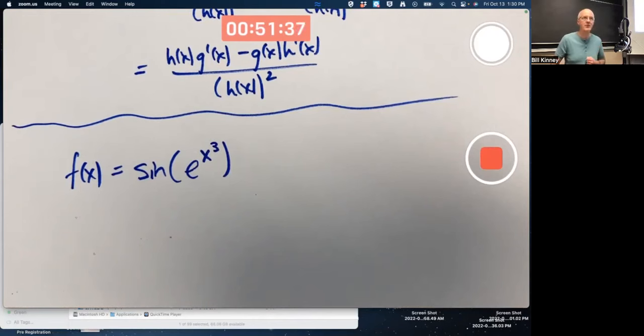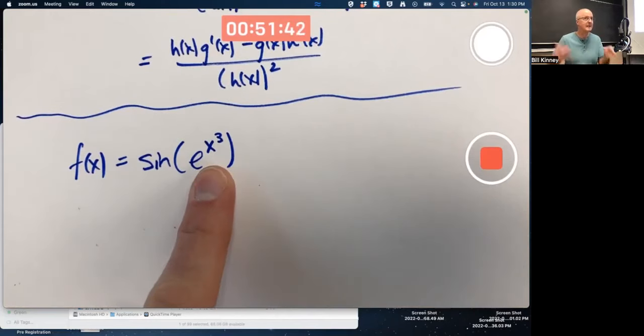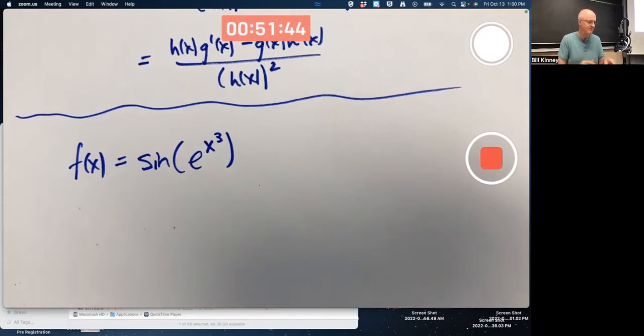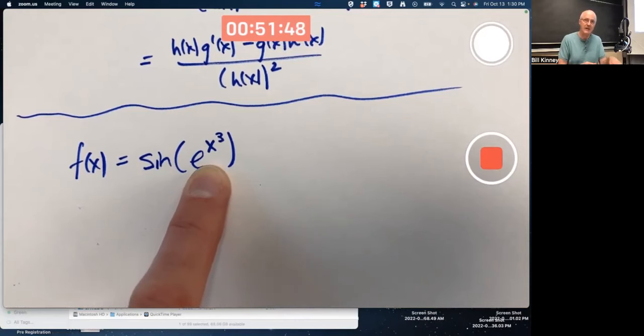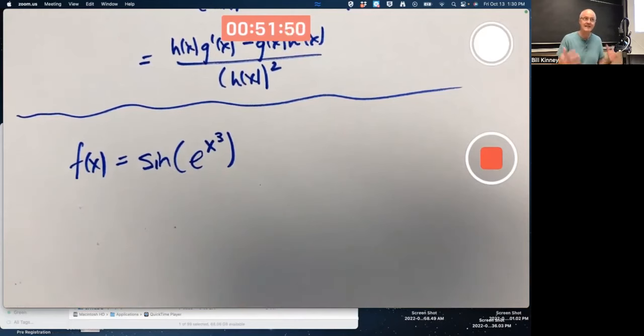When you plug a number in for x, what do you do first? You cube it to get x cubed. That's the most inside function. What do you do next? You take that output and make it the power of e. You exponentiate. That's the middle function, or the second most inside function. The outside function is the sine function.